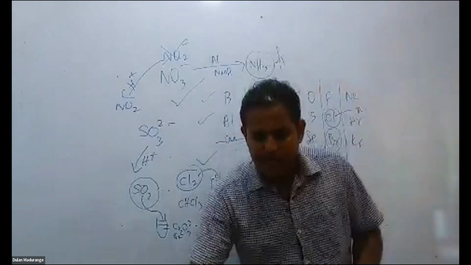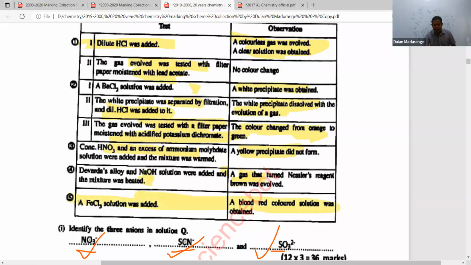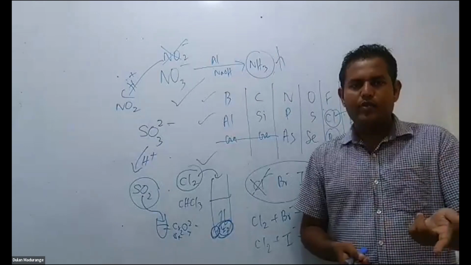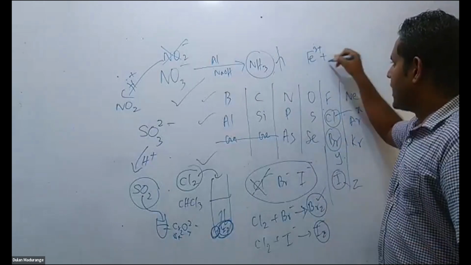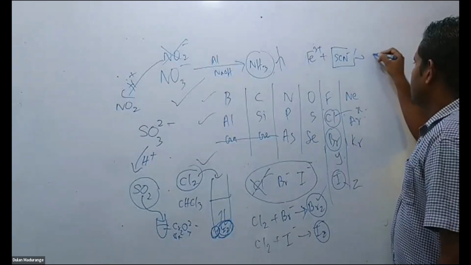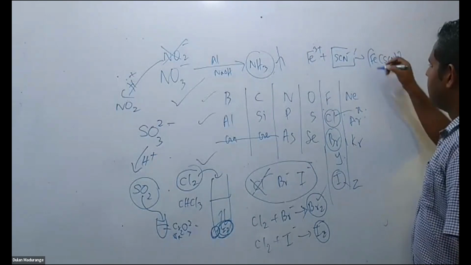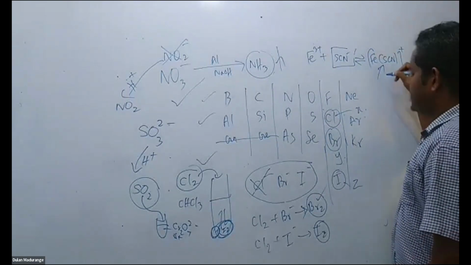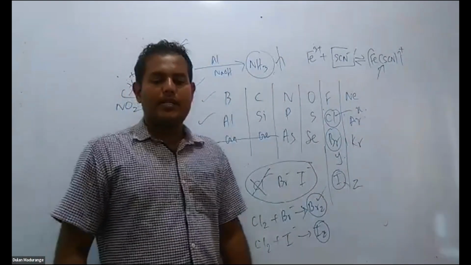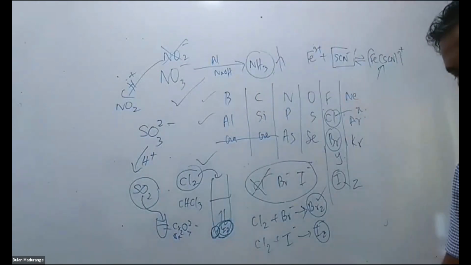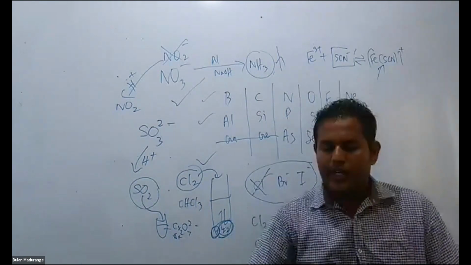Since I have more questions to discuss, I can't stay on this, so I'll move on. After adding ferric chloride, a blood red color complex forms. This is from the Le Chatelier's principle equilibrium lesson: Fe3+ reacts with a specific anion to give a blood red color complex. Very popular: Fe3+ reacts with SCN- to form FeSCN2+, a blood red complex. So the anion here is nothing else but SCN-.